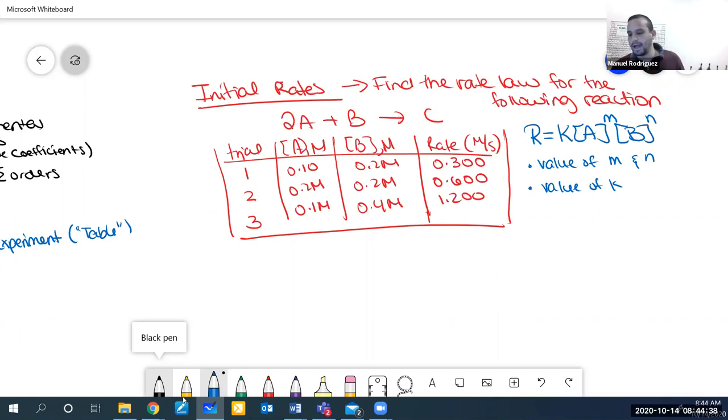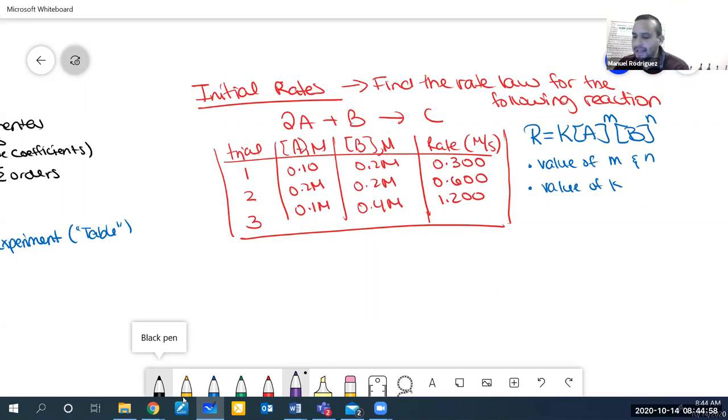This is what we call initial rates. Good? You don't need to really worry about why we call them initial rates, but this is just what it is. Every time I'm referring to initial rates, this is what I want you guys to do: just use the table and find M and N, and that's the first thing you do.